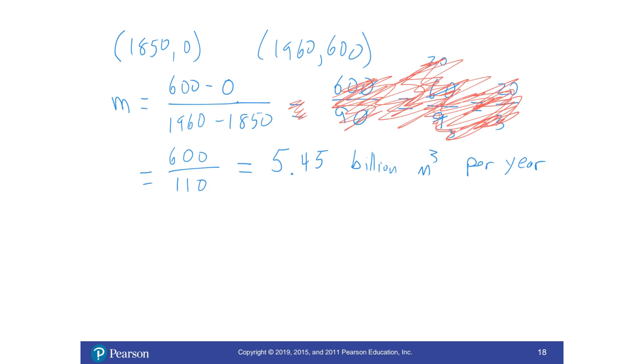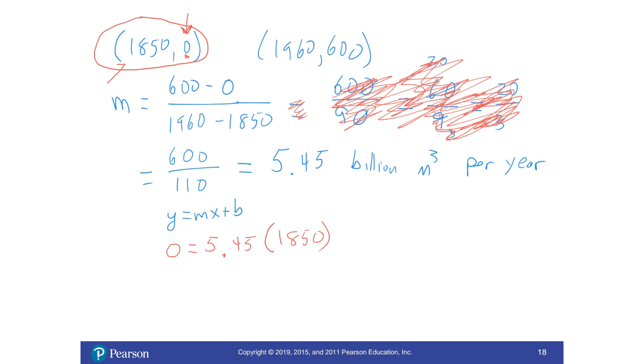So then finding the equation, we take y equals mx plus b, and I'm just going to use this one. Remember I said you could use either equation you wanted. I'm going to use that one because there's a 0 right there. And I'm going to plug in some numbers, okay? So if I plug in for y, I would be plugging in a 0, because that's my y. So 0 is equal to my slope, which is 5.45. If I plug in x, that's going to be 1850, because that's my x value. And then it's plus b, because b is what I'm looking for.